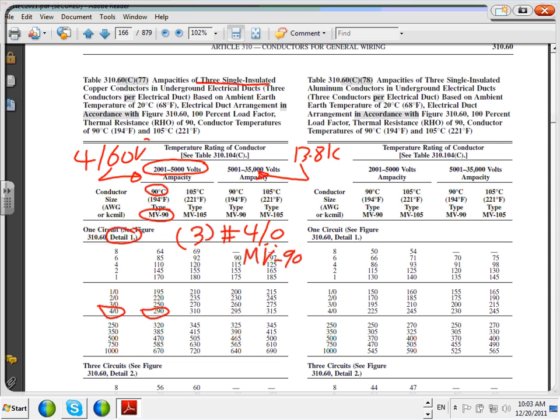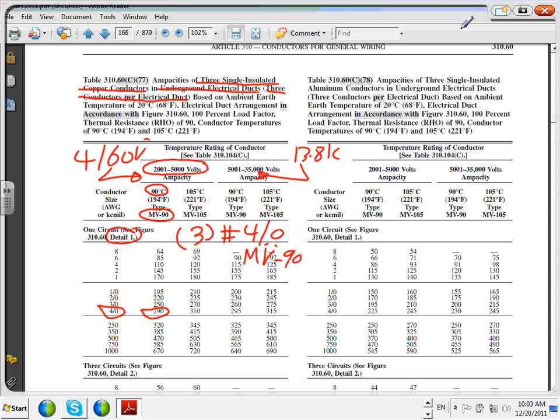This is 3 single insulated copper conductor in underground electrical ducts, 3 conductors per electrical duct, and some temperature limitation and so forth. So that's the assumption. Any question about this, guys? Why did I go to this table, not to any other table? Because, my friends, this table is the medium voltage. So 310.60(C)(77). They changed it since I did that presentation.